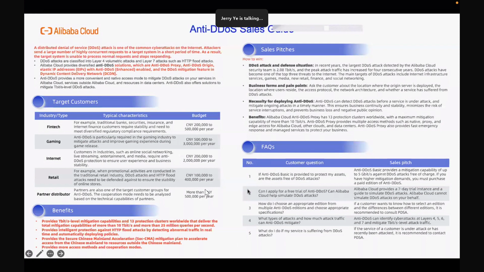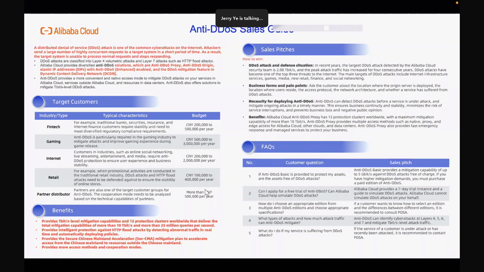The second one is, can I apply for a free trial of anti-DDoS? Can Alibaba Cloud help simulate the DDoS attacks? Okay, so after we add your UID into the whitelist, you can have a free trial of anti-DDoS, but actually you can only do the trial for 7 days, and only one day you can enjoy the anti-DDoS capabilities. So this is the first method to do the POC test.